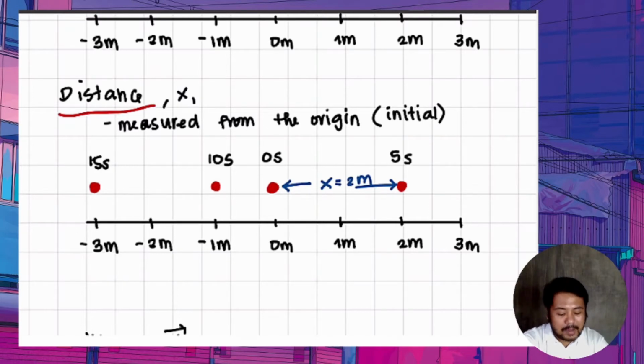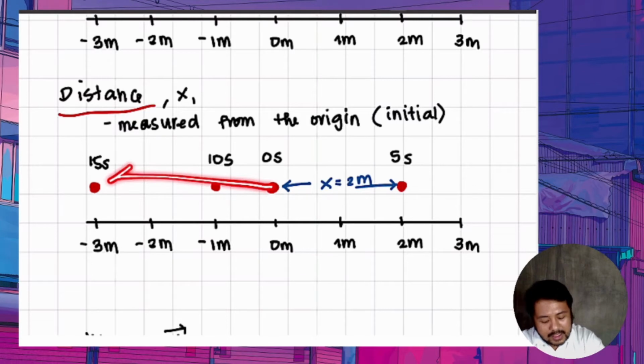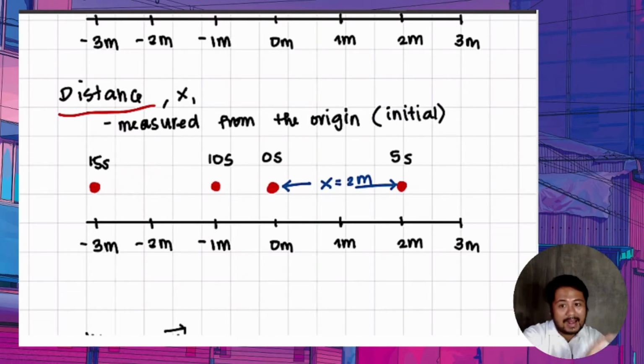Now, how about after 15 seconds? Is it still 2 meters? No, obviously, it is at -3 meters, at the left of our origin. But we have to take note that we are still after the distance. So we have to consider everything from 0 seconds going to that 15 second mark. It is not simply measured from here, going here. No, that's wrong. It is the actual path, the actual measurement, measured from the origin, from the very beginning.